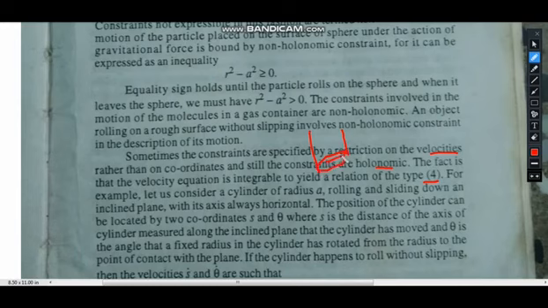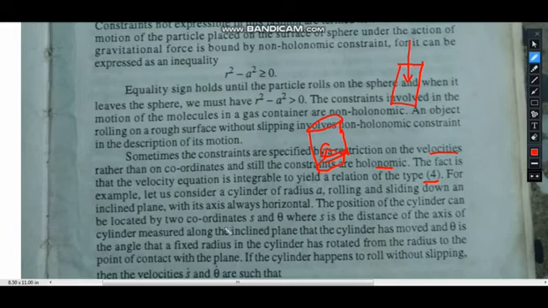Radius of the cylinder is taken to be A, and it is rolling and sliding down an inclined plane. Now we are going to roll the cylinder on an inclined plane. So the inclined plane will be in this form. In this we are rolling this cylinder with its axis always horizontal. So we are moving it in the horizontal way.